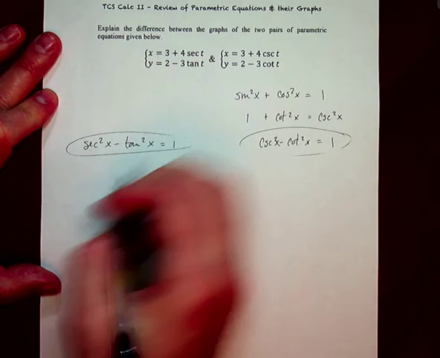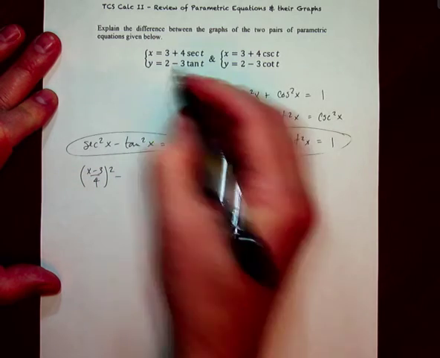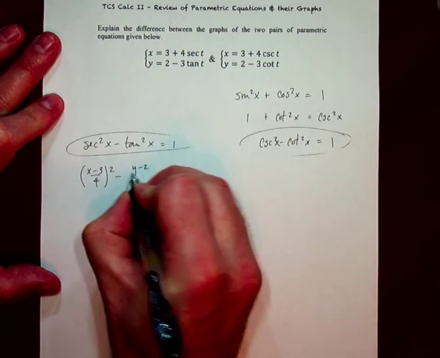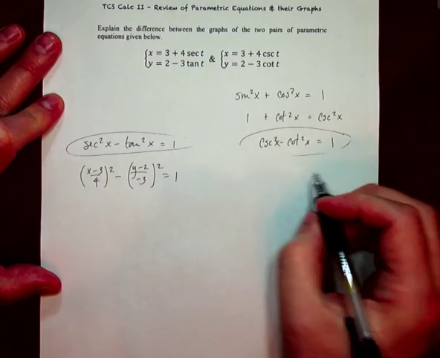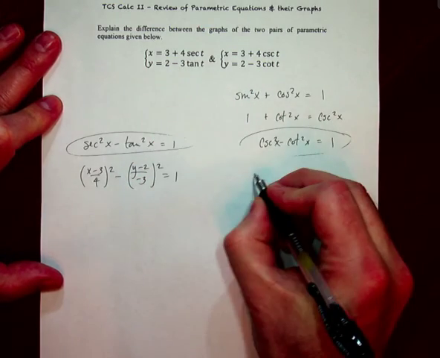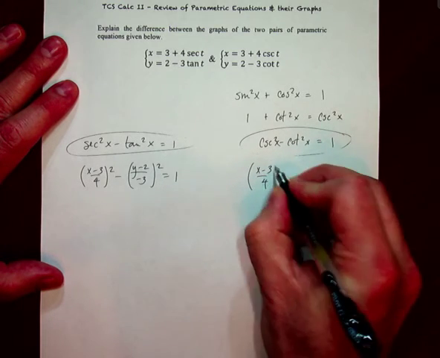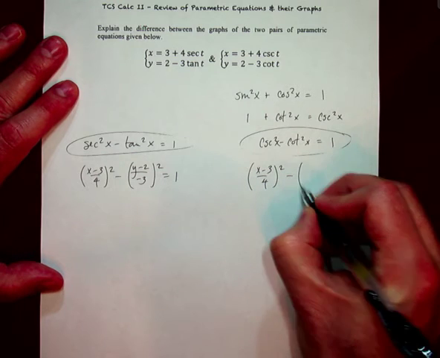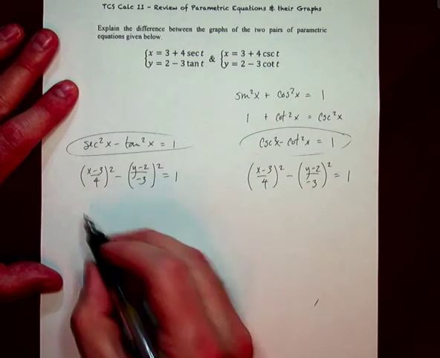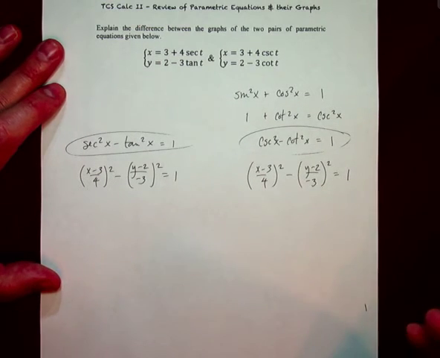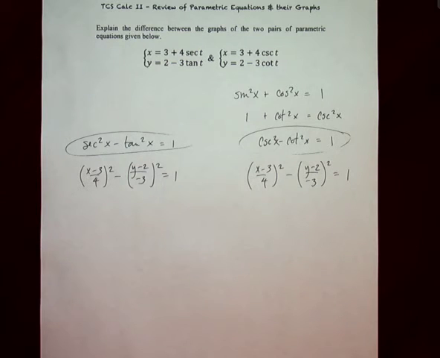So if this is the case over here, the secant is x minus 3 over 4, and the tangent is y minus 2 over negative 3. Here, the cosecant is exactly the same as the secant expression over there on the left, x minus 3 over 4, and of course y minus 2 over negative 3 for the cotangent. And these, of course, are going to be equivalent. They're going to give us exactly the same graph and exactly the same equation in rectangular Cartesian form.